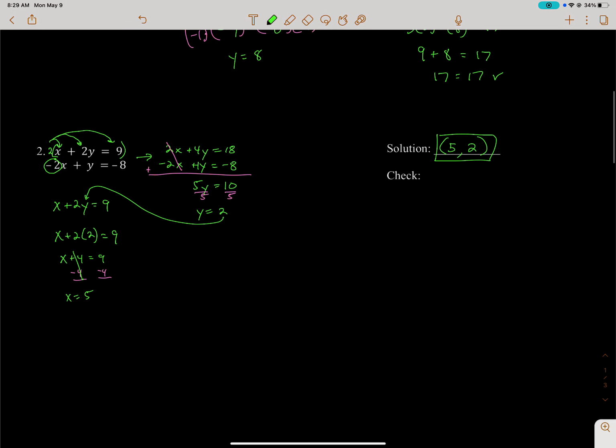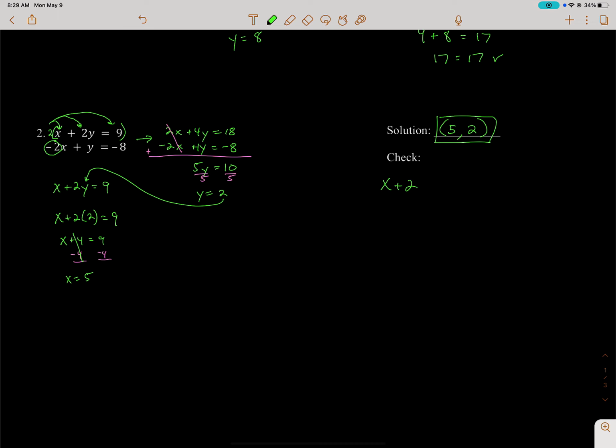You would put 5 and 2 into both of these. So x plus 2y equals 9. Put in 5 for x plus 2 times 2 for y. So I get 5 plus 2 times 2, which is 4. 9 equals 9. That is good.